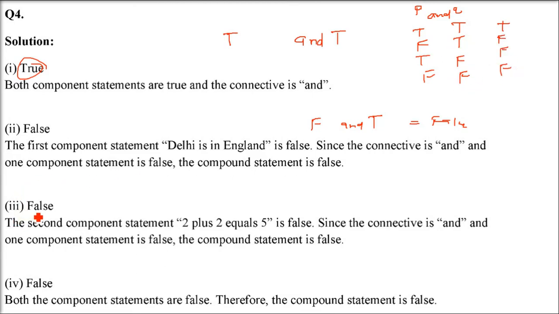Coming to the third one. Delhi is in India and 2 plus 2 equals 5. Delhi is in India, that is true. But 2 plus 2 is 5 is wrong, 2 plus 2 is 4. So true and false, and what is true and false? This is going to be false. Coming to the fourth one. Delhi is in England and 2 plus 2 equals 5. Delhi is in England, this is false. 2 plus 2 equals 5 is also false. False and false is going to give you false.